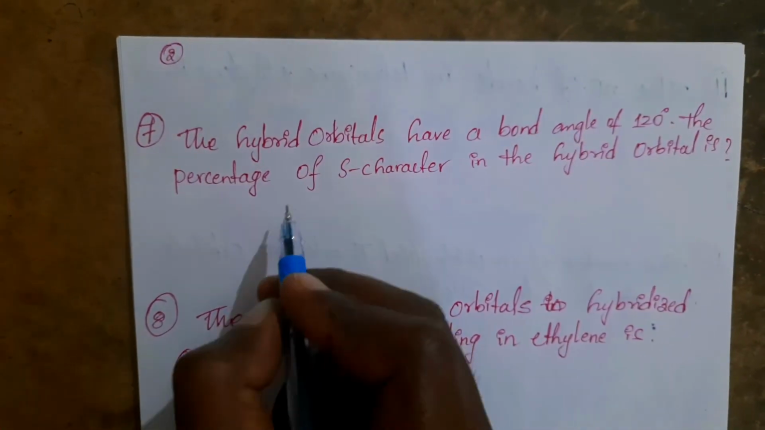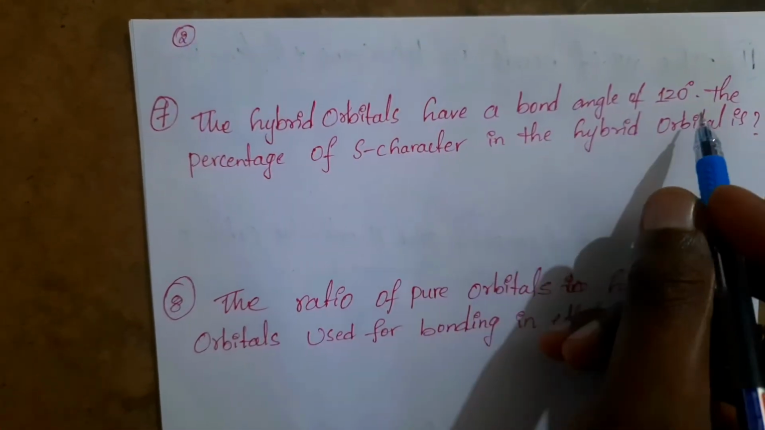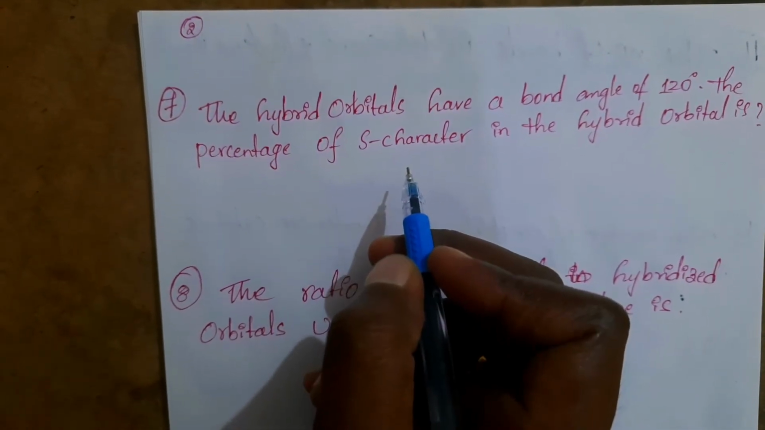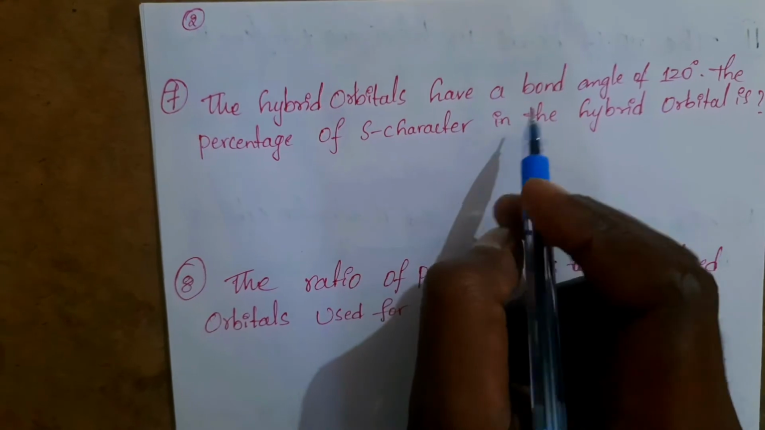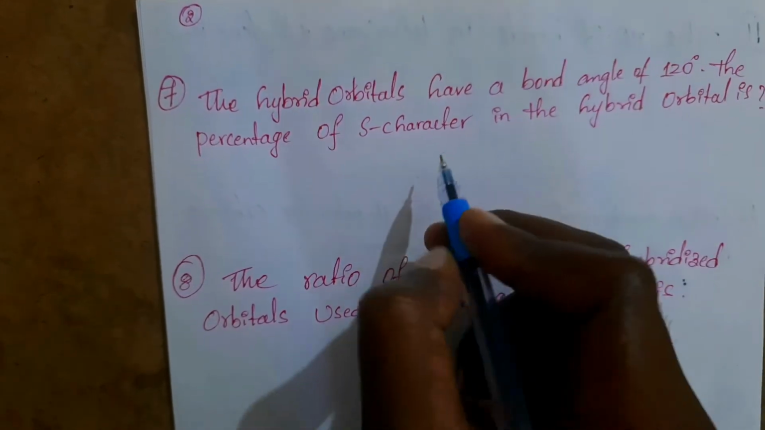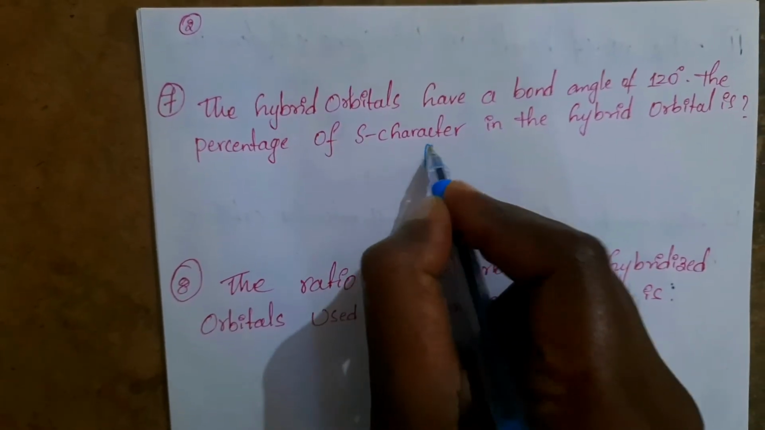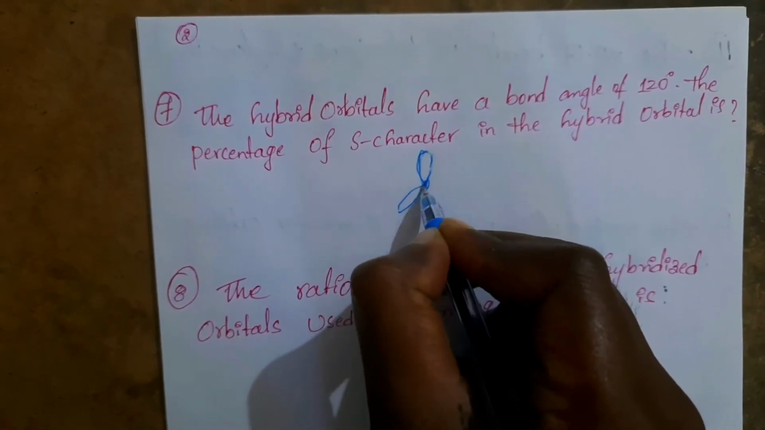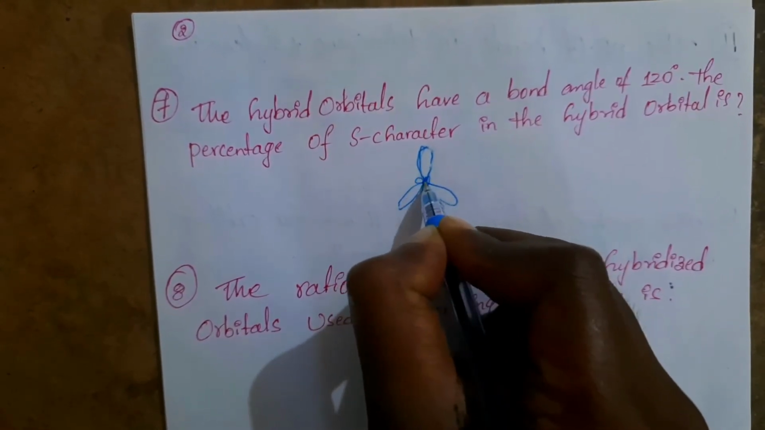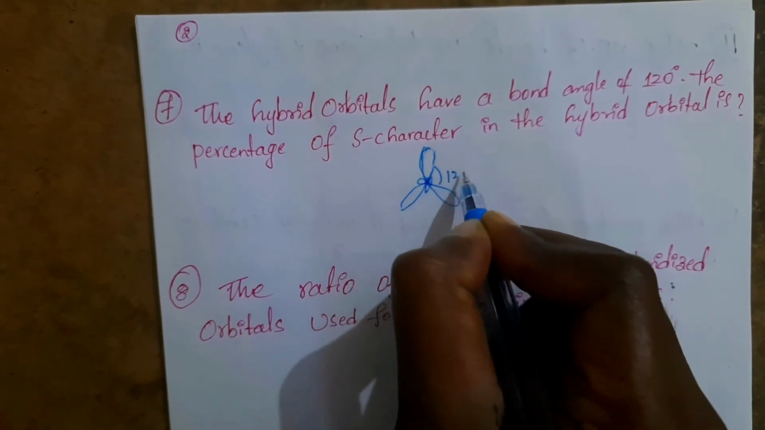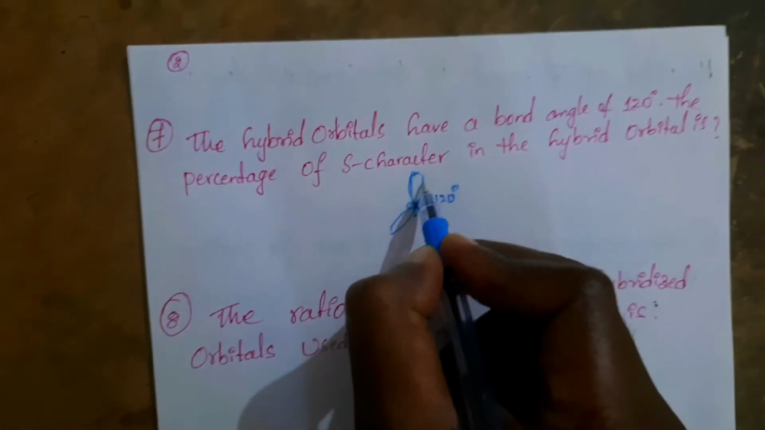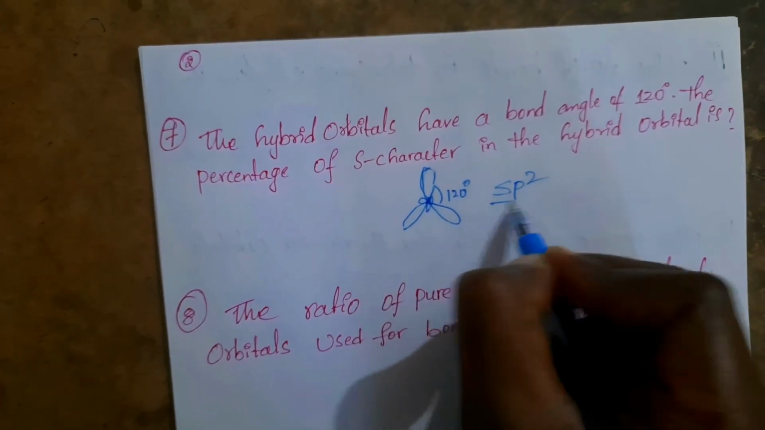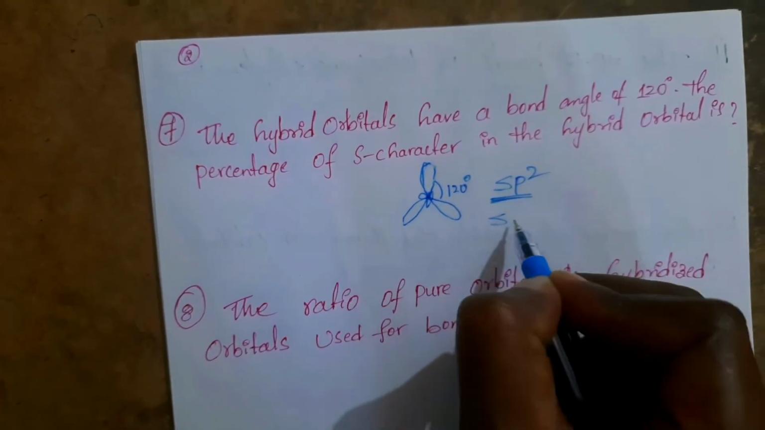Now next question is, hybrid orbital have bond angle of 120 degrees. The percentage of S character in the hybrid orbital is, what they are saying. Hybrid orbital have the 120 degrees bond angle. These are the 3 hybrid orbitals which are arranged in 120 degrees. Which hybrid orbital will have this arrangement? sp2 hybrid orbital. In that case, S character is how much they are saying?